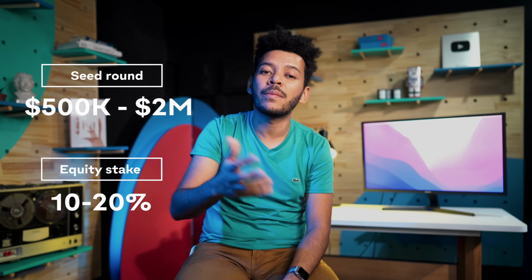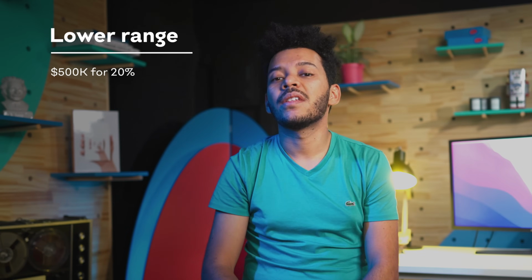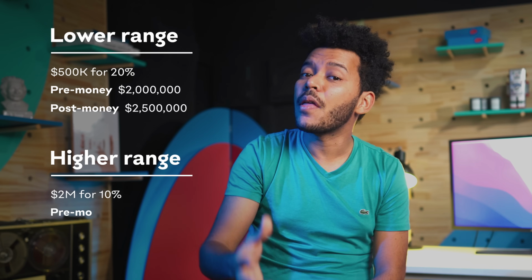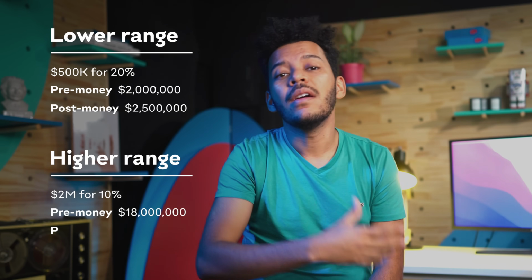Traditionally, a seed round for a startup will be in the range of $500,000 to $2 million and should translate into a 10 to 20% stake in the business. So let's translate those ranges into pre-money and post-money valuation. In the lower range, $500,000 for 20% of the business would mean that the entire company was valued at $2 million pre-money. Post-money, it's $2.5 million, where $500,000 represents 20%. On the higher range, $2 million for 10% of the business, that would mean that the company was valued at $18 million pre-money. Post-money, it's $20 million, where $2 million represents 10%.